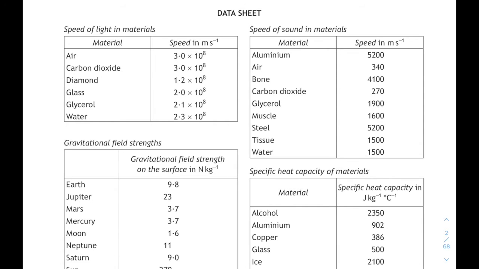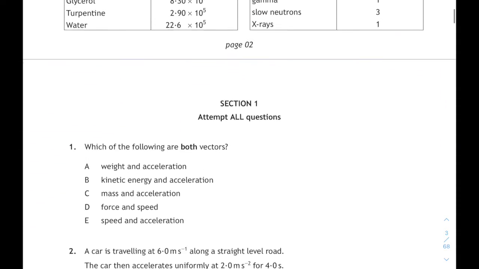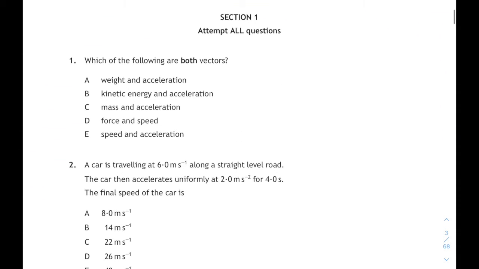And as usual, first thing you see then is the data sheet. That contains all the numbers that you might need to help you do the questions in the paper. Let's get going then. Question 1. Which of the following are both vectors?